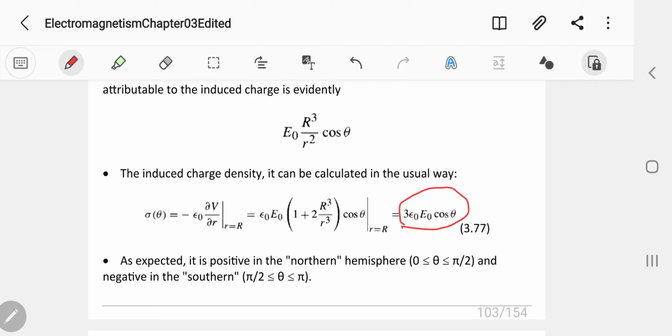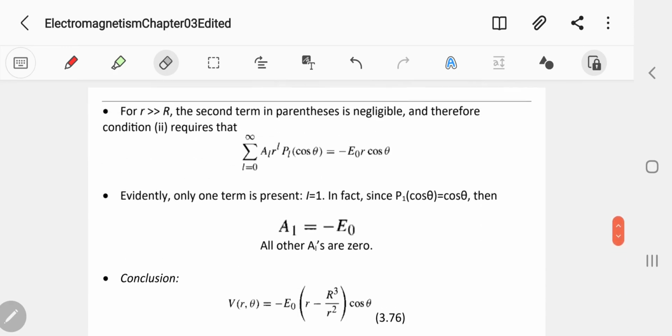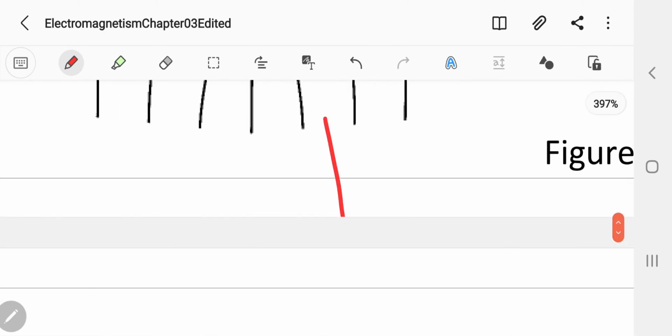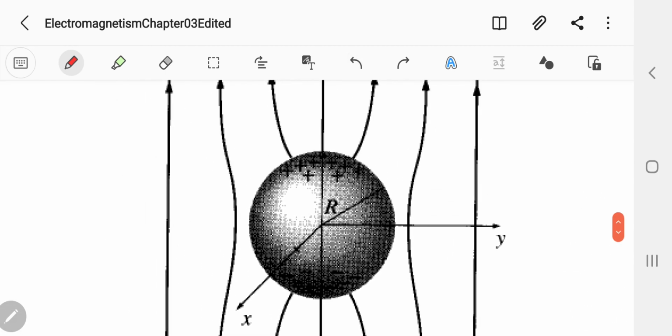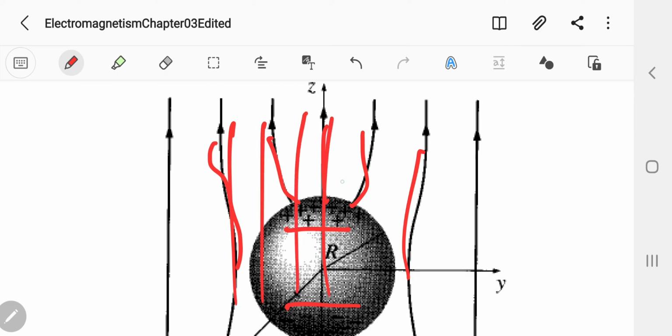The northern part will have positive charge and the southern part will have negative charge. That's why the electric field, if there were no charge induced on the surface, would only be straight lines. But in this case, since this is a conductor, the positive charge will concentrate at the top here, and the negative charge will concentrate below. That's why the electric field is distorted here. You can see that there is a distortion. If there were no charge, then it would just be straight lines.